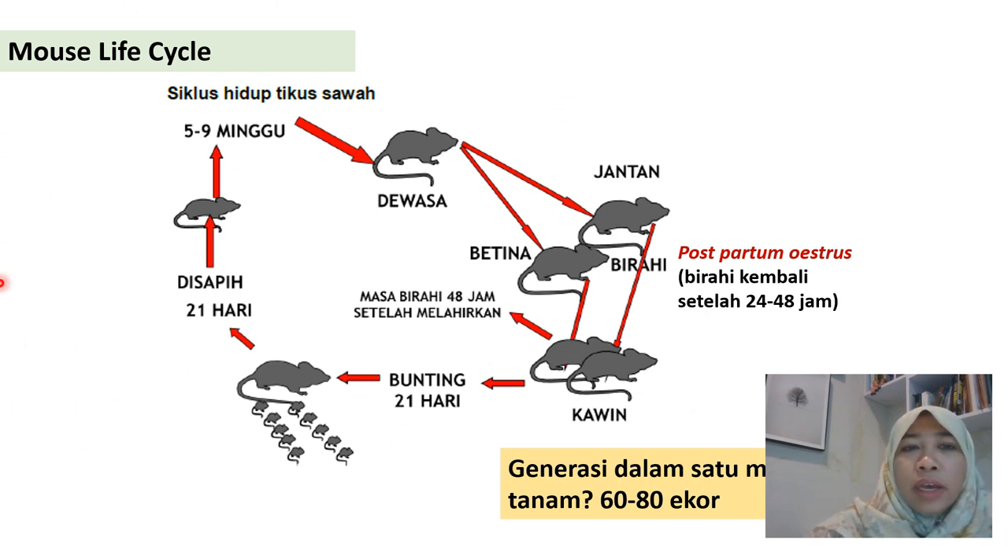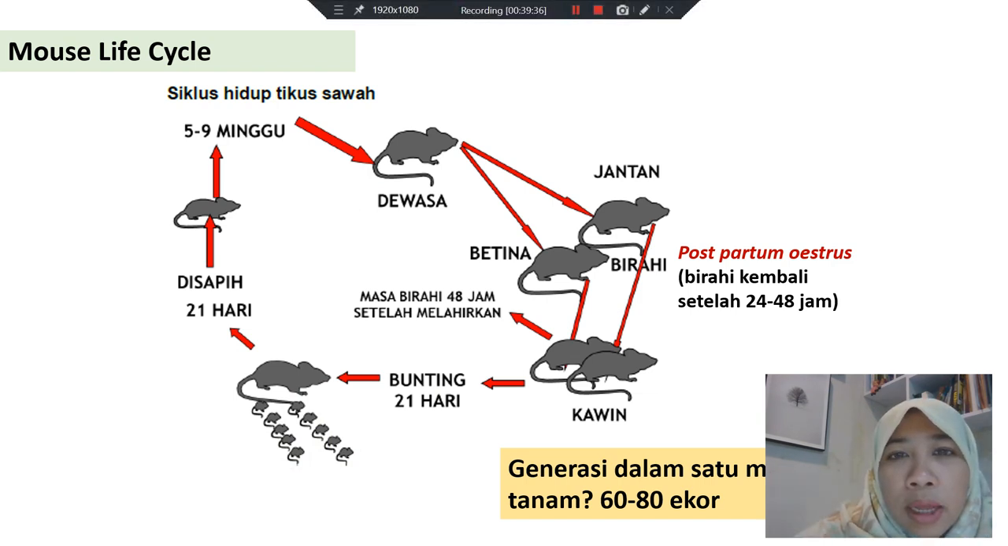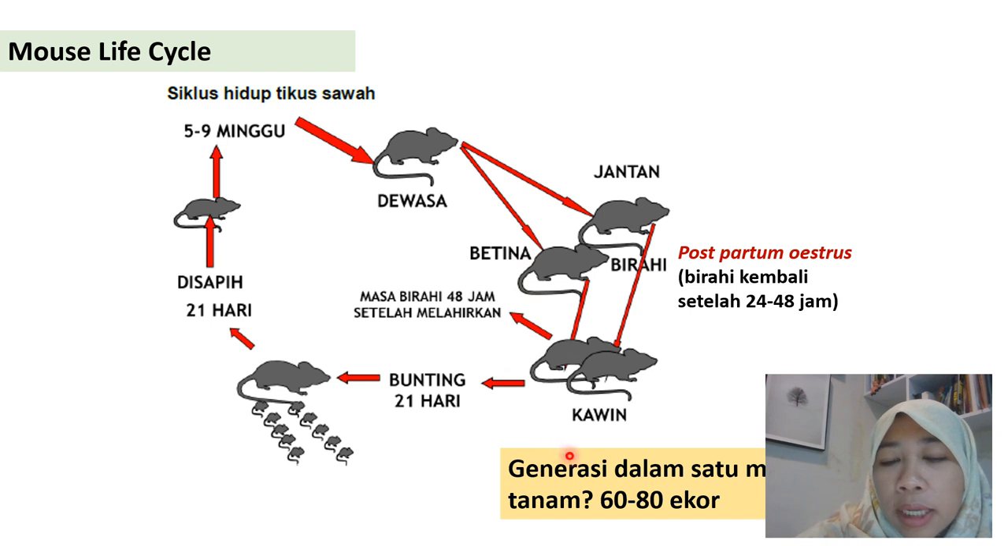This is the life cycle, how short the life cycle of the field rat is. And then one female can produce maybe 12 until 15 descendants per giving birth. A generation in one growing season from one female is about 60 until 80 young rats. That's quite a lot. That's why the management of the rat is crucial.